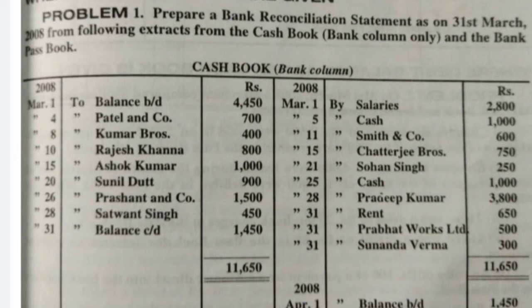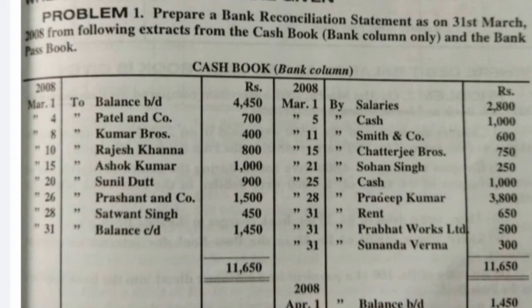Next, Satwan Singh. Satwan Singh also got cleared in the month of April, so it is appearing on the debit side in the cash book. So the cash book has the increased balance, that is increased receipts on the receipt side. Therefore, it needs to get added because it has an increased balance. Now we will see the payment side.